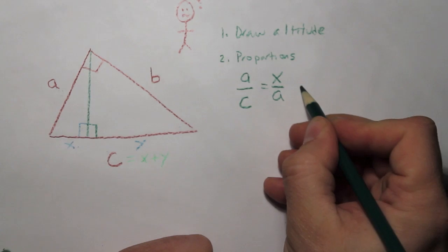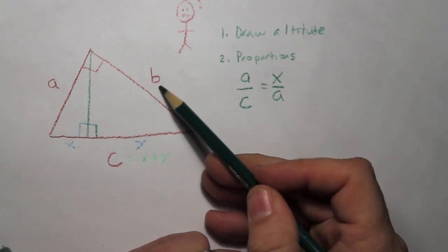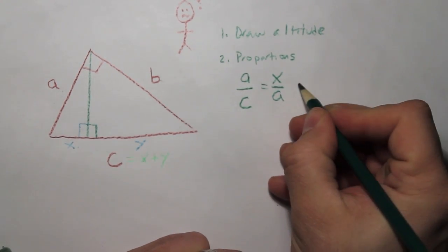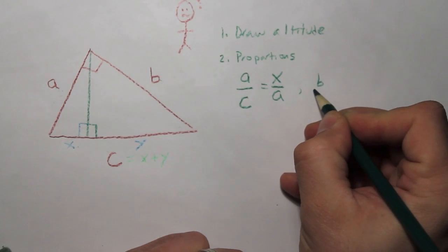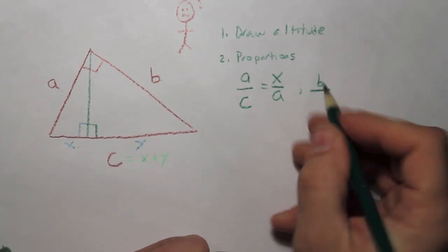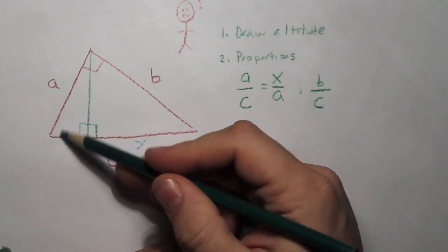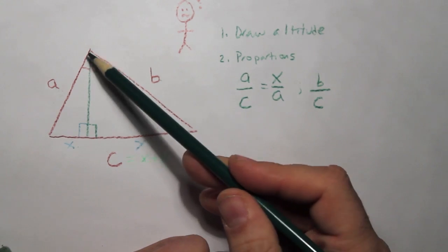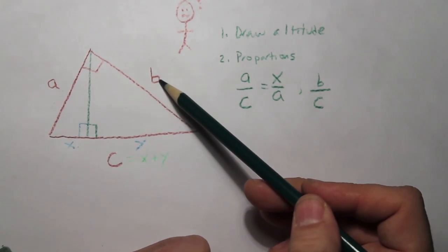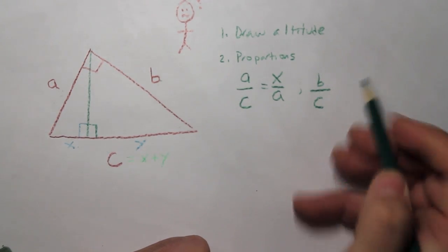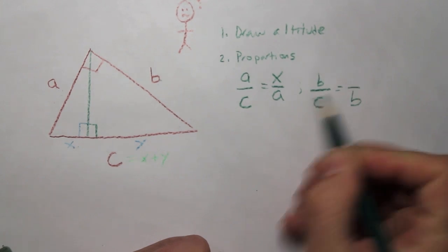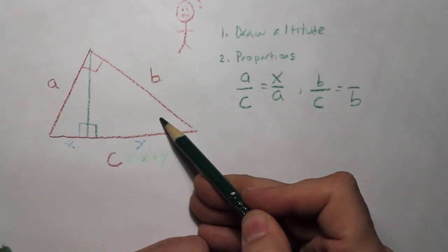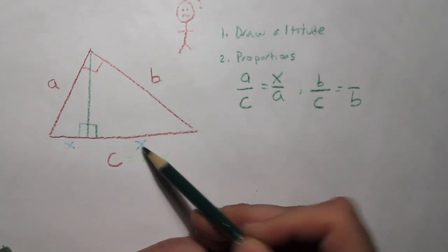Using similar reasoning, we can say that B, the hypotenuse of the second triangle, corresponds with the length C, the hypotenuse of the total triangle. Now within the whole triangle, B is the second longest side, and so it would correspond within this triangle with the second longest side, which we see clearly is Y.